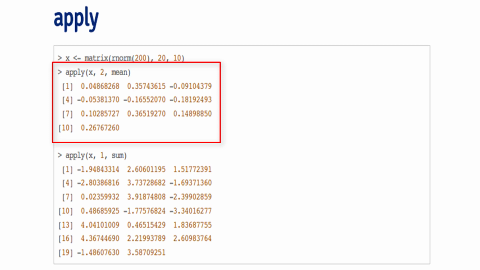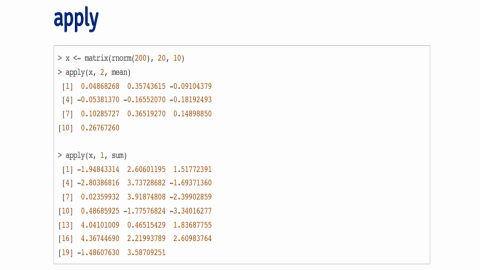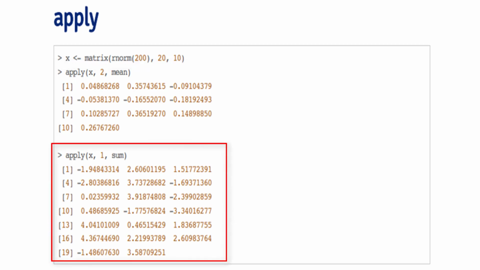Similarly, you can take the means of all the rows of the array. I can call the apply function on X and give it the margin 1, which means preserve all the rows but collapse all the columns. And here I am calculating the sum of each row instead of the mean. I pass the 1 because I want to preserve the rows and collapse the columns. So here I got a vector of 20 because there are 20 rows, and for each row I calculate the sum of that row.